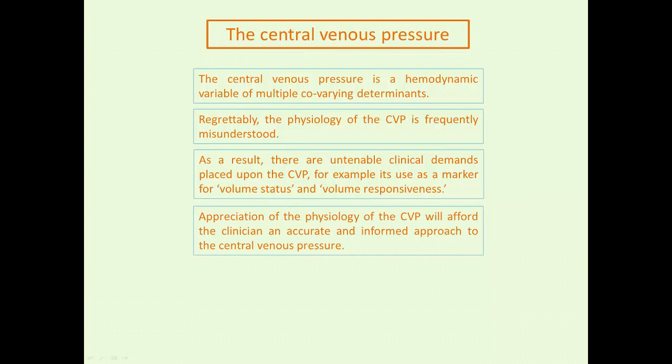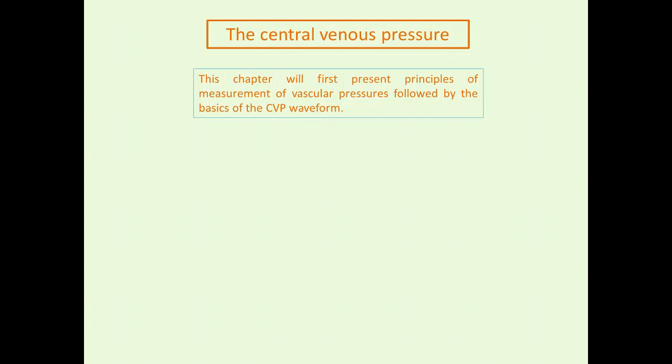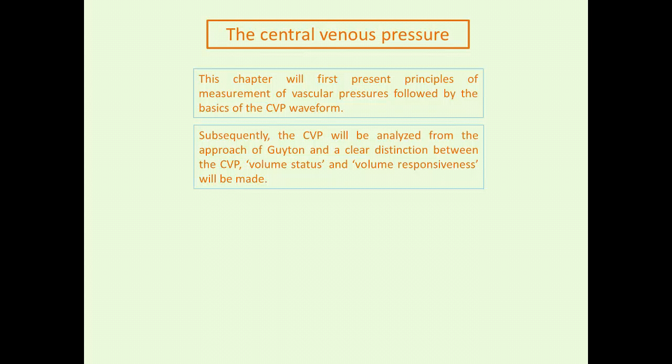I think appreciation of the physiology of the CVP, its determinants, will give the clinician a much more informed approach to the central venous pressure as a value and its trend with time. So this chapter will be broken down into basically 4 parts. The first part will focus on principles of measurement of the CVP, which I think are also often forgotten. Then I'll talk about the physiological determinants of the CVP, and I will make very clear distinctions between the central venous pressure, volume status, and volume responsiveness, because they are very different things.